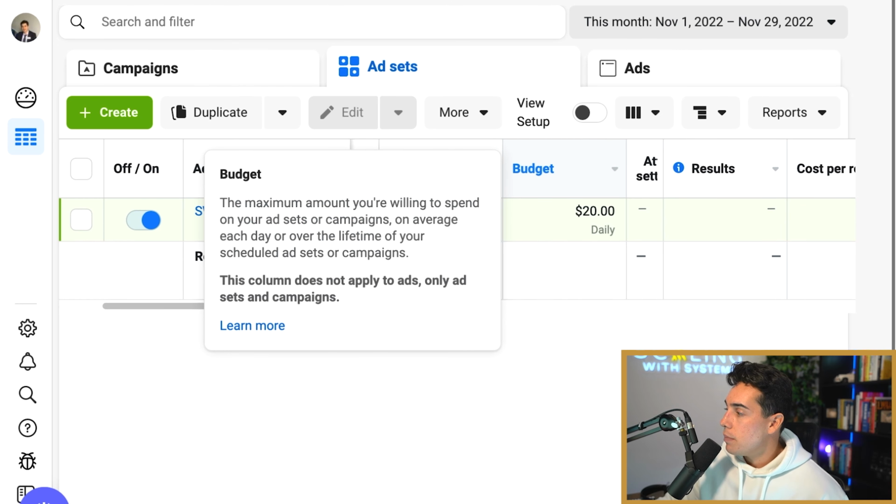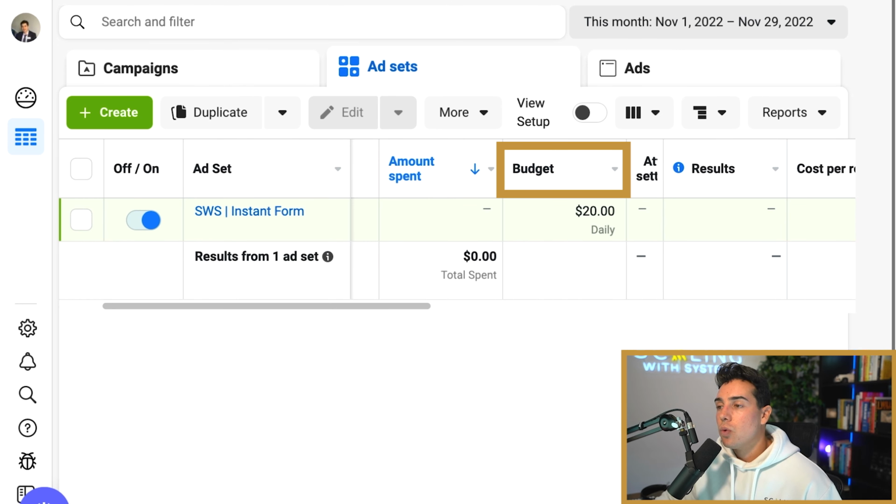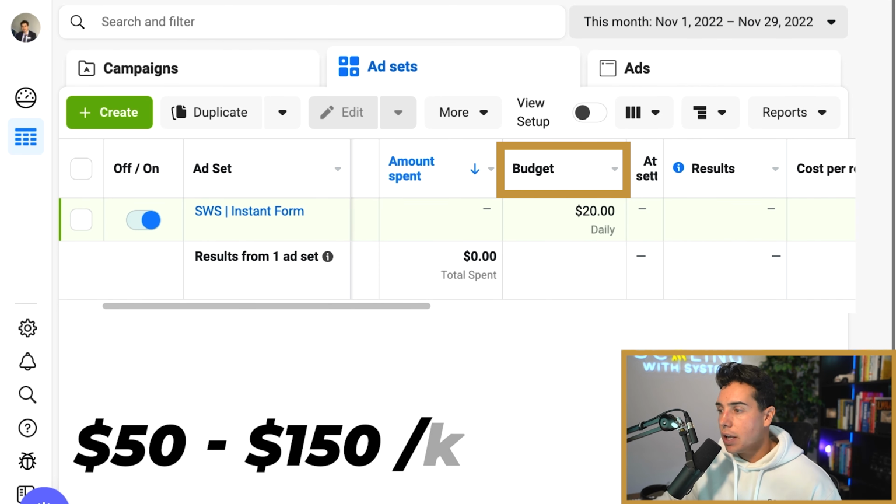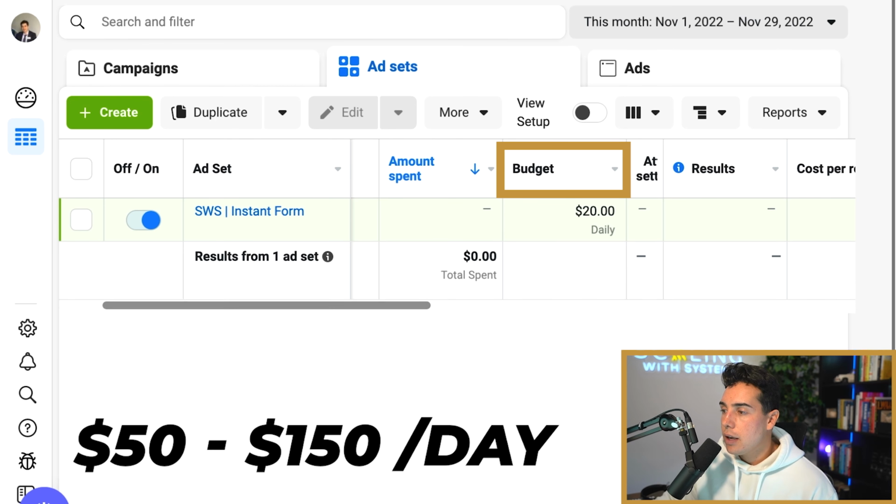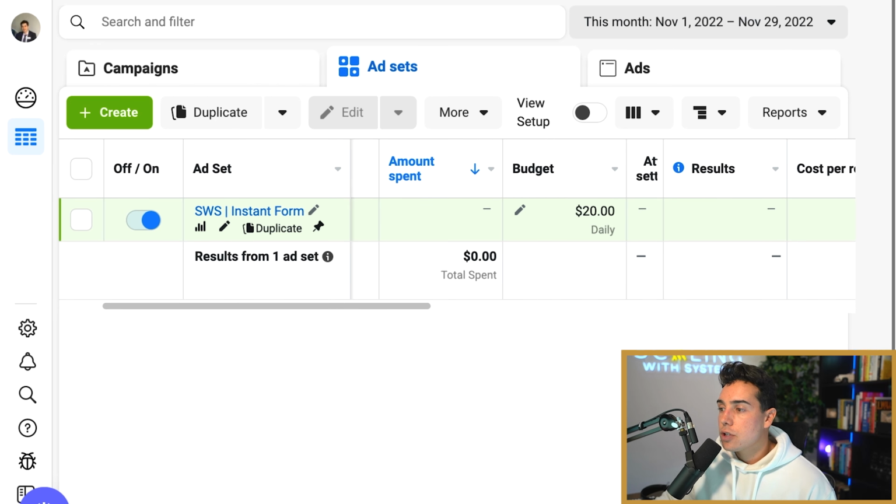The next one's going to be budget, obviously. If you're on an ad set budget, which we typically run, we're on a daily budget. So I run my ads starting at anywhere from $50 to $150 a day. But it's important that I see this first off the bat right here. So if I can see that the ads are profitable, I can very quickly and easily scale the ads up.